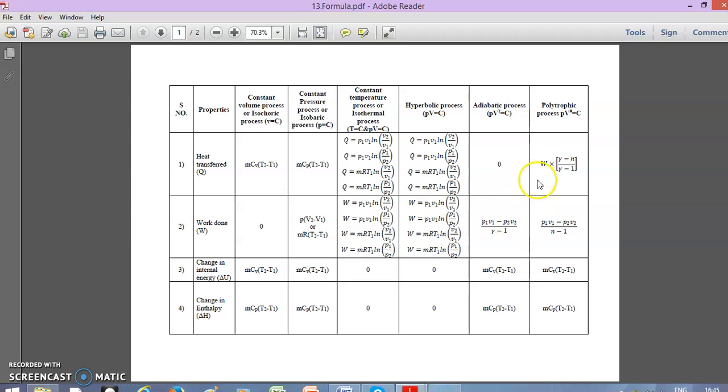For the polytropic process, the work done is W multiplied by (gamma minus n) by (gamma minus 1). And work done for adiabatic is (P1 V1 minus P2 V2) by (gamma minus 1). The difference between adiabatic and polytropic is that the index changes. Instead of PV^gamma, it is PV^n equal to constant. So the work done formula is the same as the adiabatic process, with the one change that n is used instead of gamma.